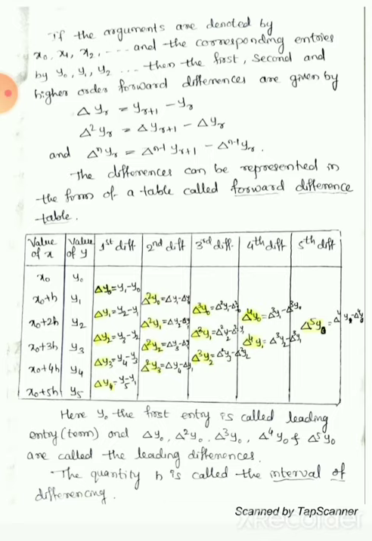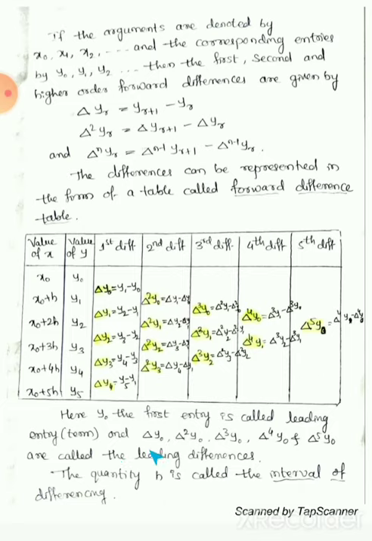Got this point? Just take the x values and y values they will give. Just go on calculating the first difference, second difference, third difference, fourth difference, and fifth, according to the definition.